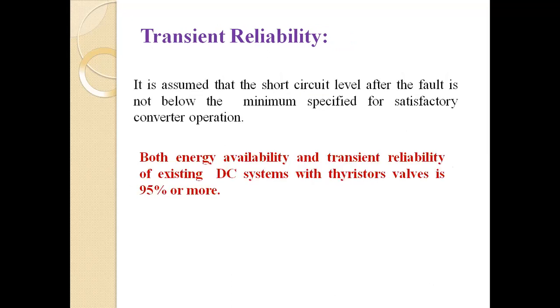Next is the transient stability. It is assumed that the short circuit level after the fault is not below the minimum specified for satisfactory converter operation. Both energy availability and transient reliability of the existing DC systems with thyristor valves are 95% or more.